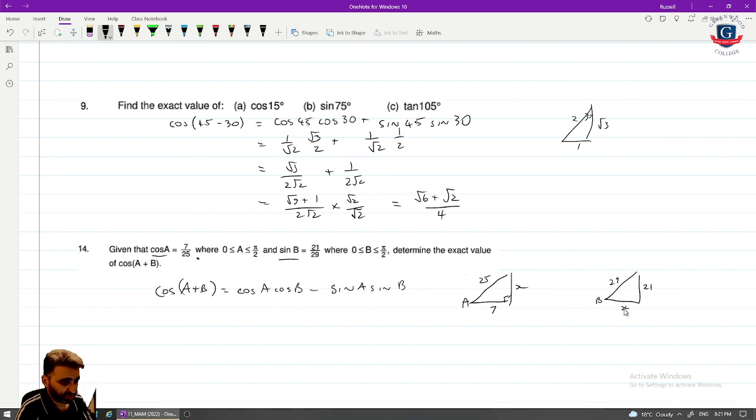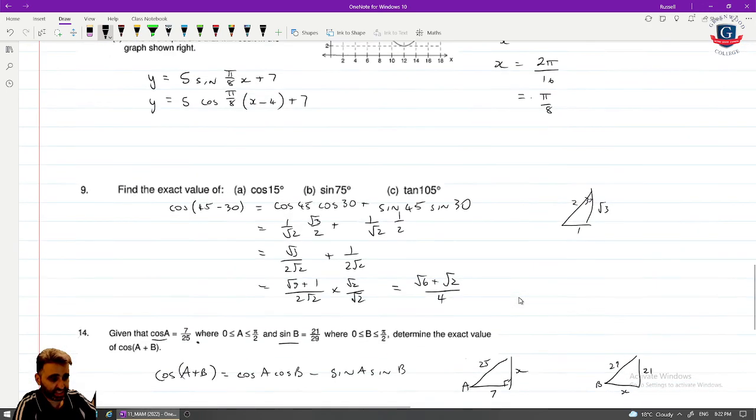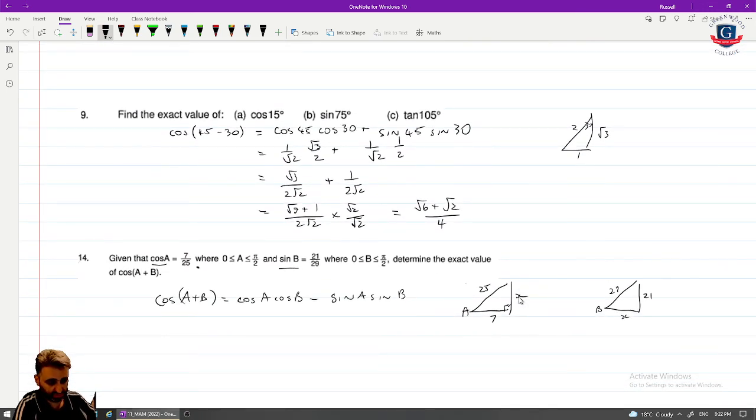So if we do adjacent over hypotenuse, that'll be cos B, and we discover that for here, and the same for sine B. And then solve it. I don't think I'll do that here because this has gone on forever as it is.